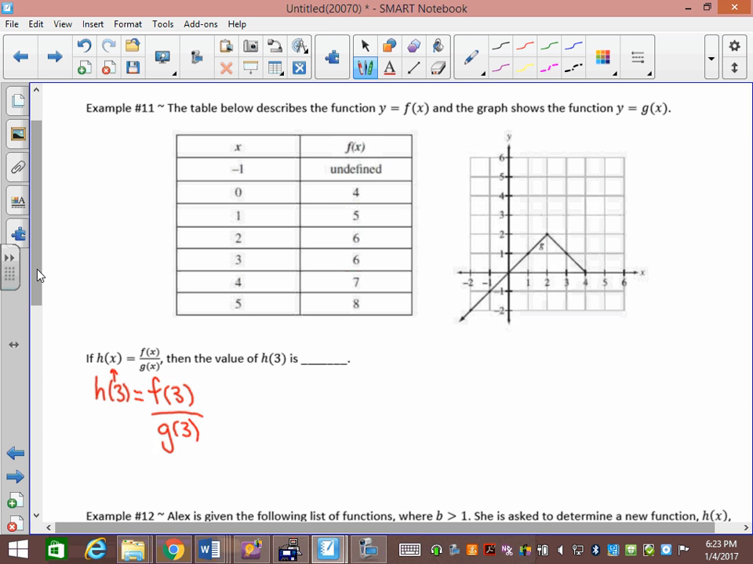Remember, when it's in the brackets, that's just the x value, and they want the corresponding y value that goes with it. So f of 3 is the table. So f of 3 is 6. So when x equals 3, y is 6. They want a corresponding y value. And g of 3, when x equals 3, go up to the graph, y equals 1. And 6 divided by 1 is 6.